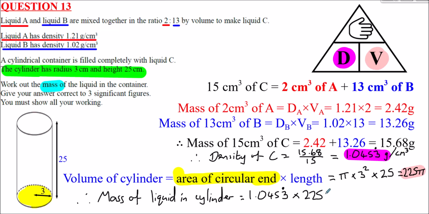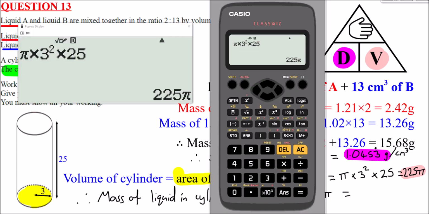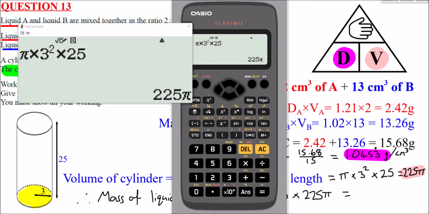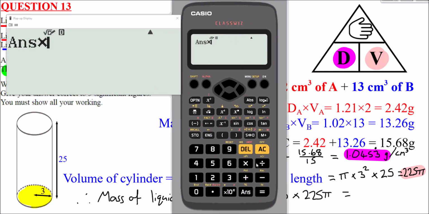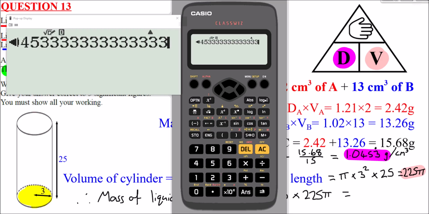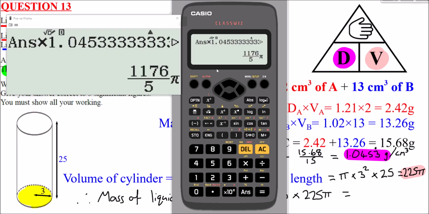Now we've got 225 pi stored from our answer previously, as you can see here. So all we need to do here is to multiply that by the density, which is 1.0453 recurring. So I'll just bang on a few extra 3s so I don't round too soon. Press equals to get this in terms of pi. Do I want my answer in terms of pi?